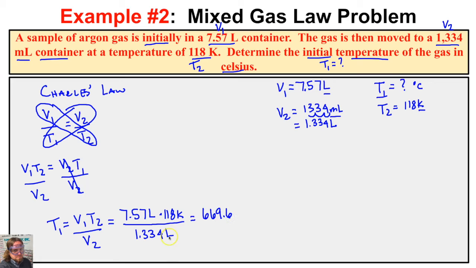669.6 approximately. What unit is this? Well, it looks like we have Kelvin. But the question here is asking us for Celsius. So how do we go from Kelvin to degrees Celsius?